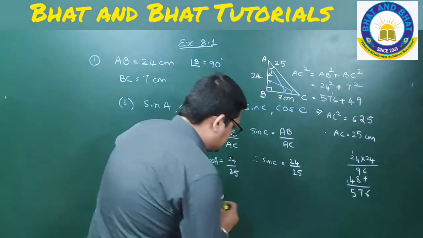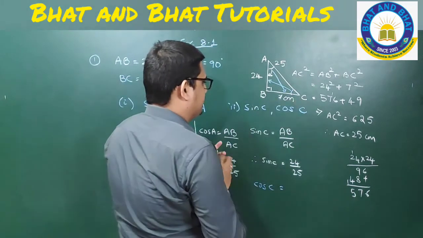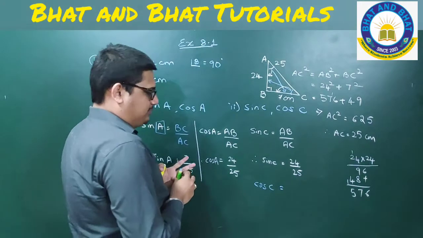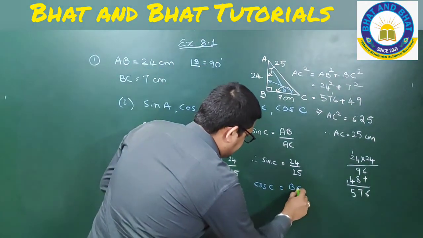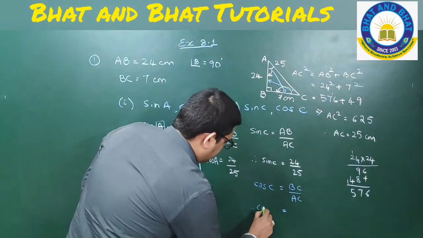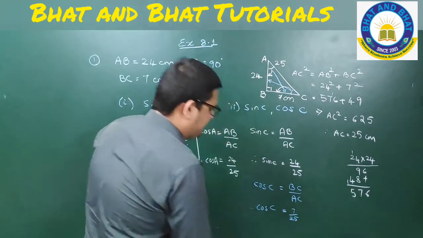The other question asked is cos C. Again, for angle C, the adjacent side is BC. Therefore, I can say cos C is equal to BC by hypotenuse AC, so it will remain as it is. Therefore, cos C is equal to 7 divided by 25.